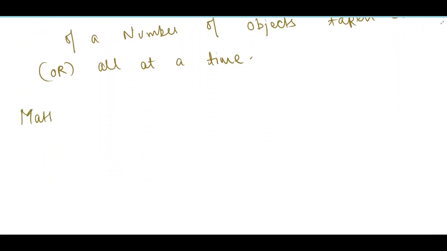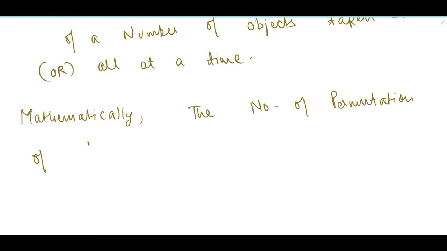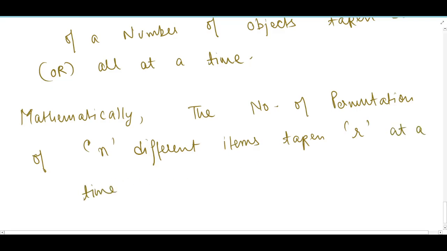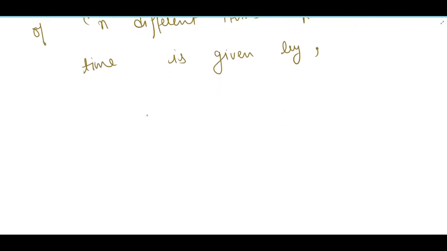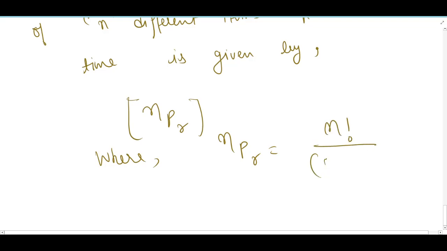So mathematically, the number of permutations of n different items taken r at a time is given by nPr, where nPr is equal to n factorial divided by n minus r factorial.